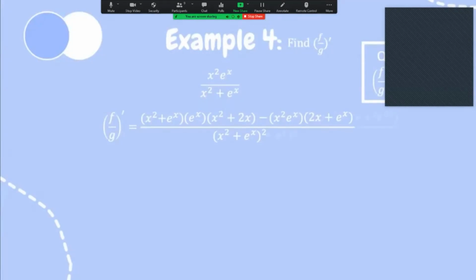Okay, now we can multiply all that out, and that becomes e to the power of x times x to the power of 4 plus 2x to the power of 3 plus e to the power of x times x squared plus 2x times e to the power of x minus parentheses 2x to the power of 3 e to the power of x plus x squared times e to the power of 2x, all divided by x squared plus e to the power of x squared.